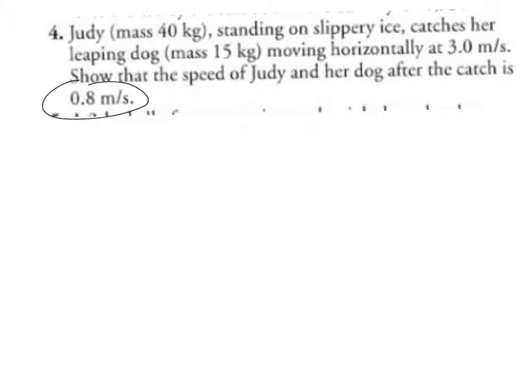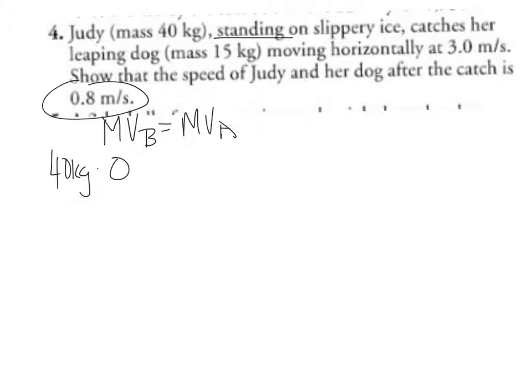So we need to find out whether or not this is an elastic or inelastic collision. But before we do that, we need the law of conservation, which says that momentum before equals momentum after. All right, we start with Judy's mass of 40 kilograms times her initial velocity, since she is standing, that's 0, plus the dog's mass of 15 kilograms times his initial velocity of 3 meters per second.